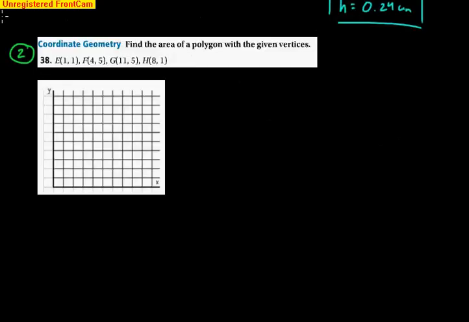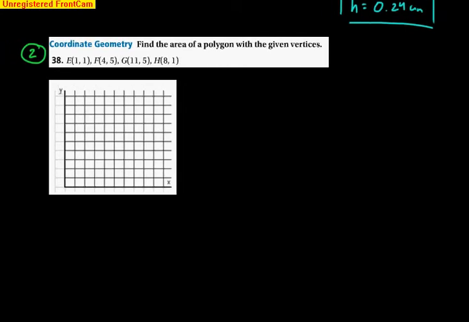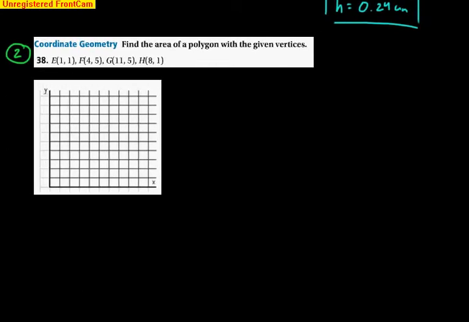Okay, next problem here, coordinate plane problem. We want to find the area of this polygon with the vertices given. So I have a coordinate plane here. These are all positive, so it should fit in the first quadrant. Let's see if this will fit. E is at 1, 1. F is at 4, 1: 1, 2, 3, 4. There's F. G is at 11, 5: 1, 2, 3, 4, 5, 6, 7, 8, 9, 10, 11, 5. And H is at 8, 1.